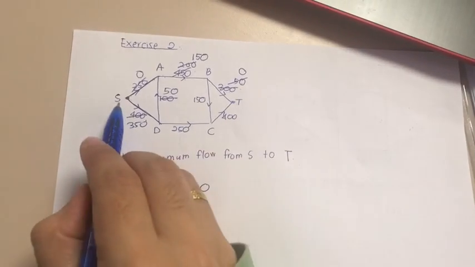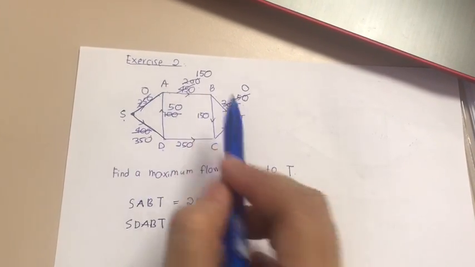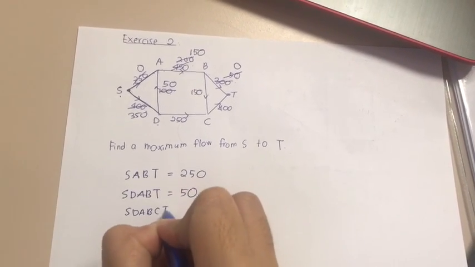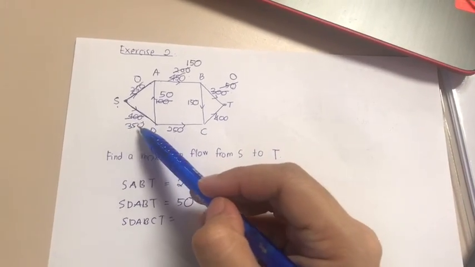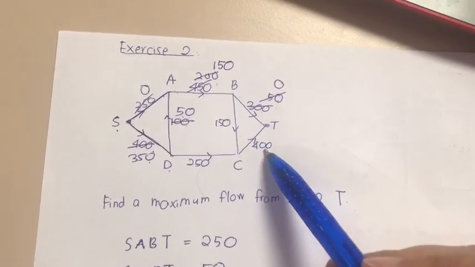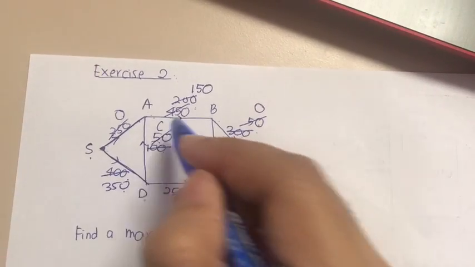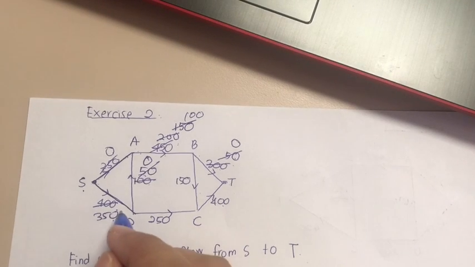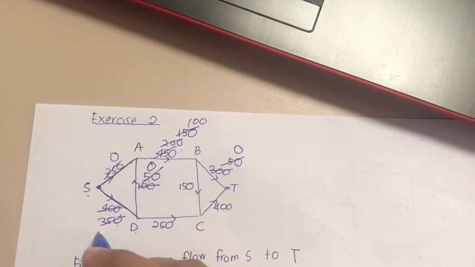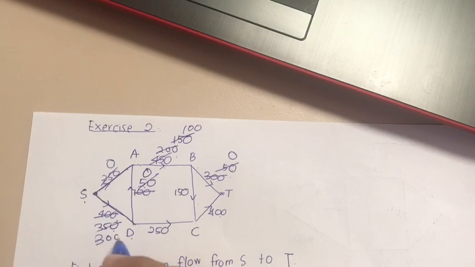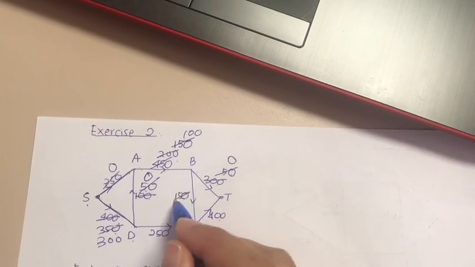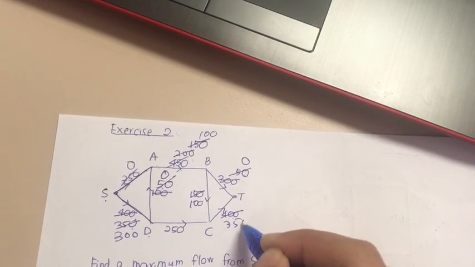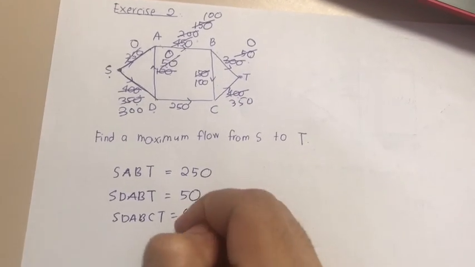So we take S, D, A, B, C, T. Which one is the smallest? We get 50, so this one automatically becomes 0. This one 100. 300 minus 50 is 250. This one 100, and this one 350. So the smallest one is 50.